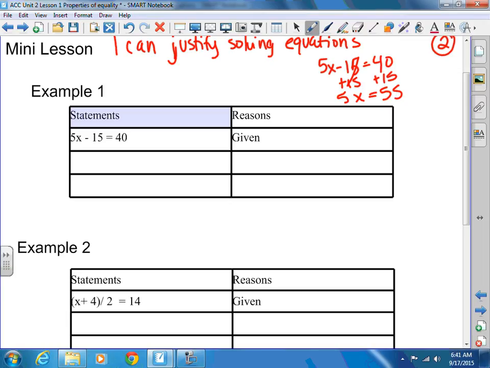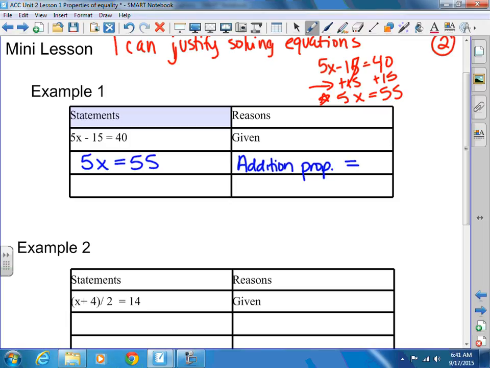Now, this is the next step. We don't need to show the work of adding 15 in our table, so we are going to write down 5x equals 55. What did we do to both sides of that equation? Well, we did the addition property. We added 15, and we did it to both sides, so it's the addition property of equality, by adding 15 to both sides.